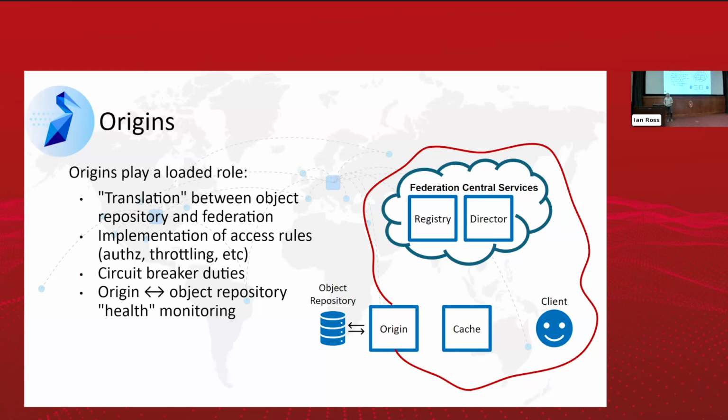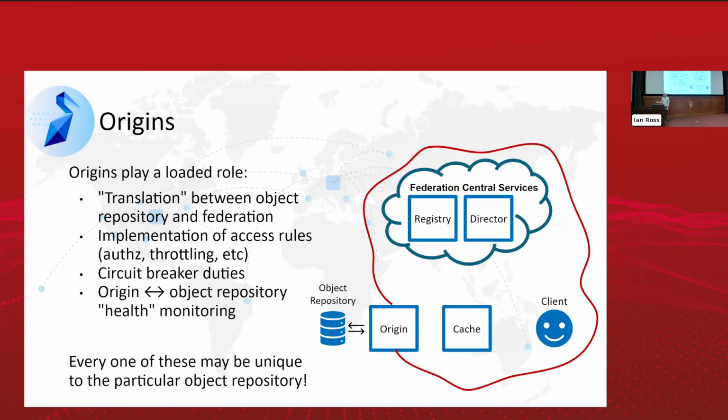Am I able to connect to it? Am I able to do the things that I am supposed to do to facilitate the transfer of data in and out of the object repository? One of the things that makes working with Origins difficult, because we want to support a number of different backends, whether it's POSIX, S3, Globus, et cetera, is that doing all of these different things is kind of bespoke and unique to each different type of backend.